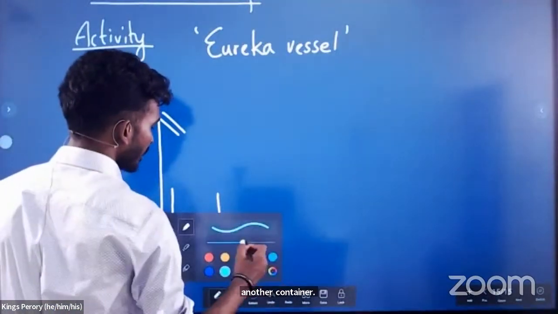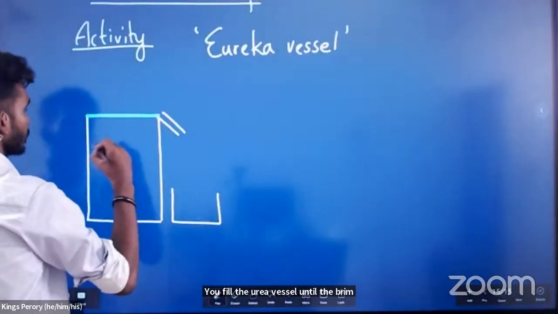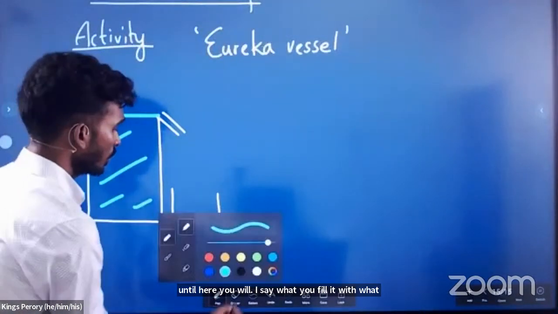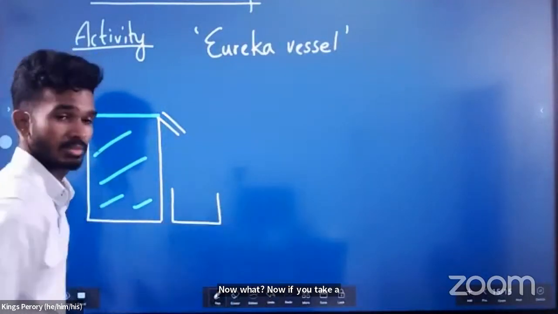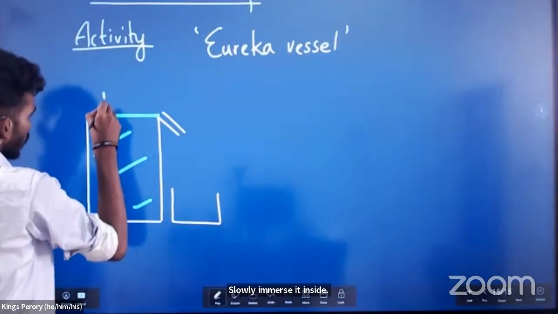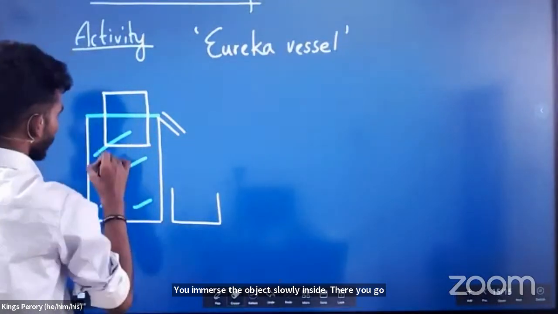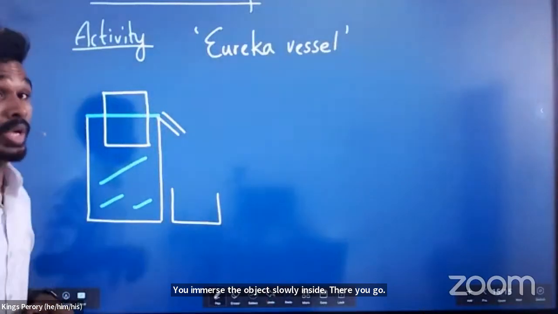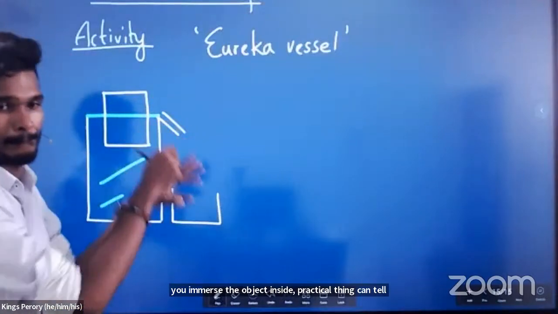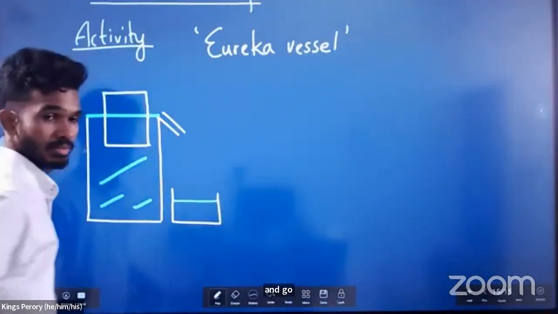You fill the Eureka vessel until the brim. Now you take a small object. Slowly immerse the object inside. When you immerse the object inside, practically think and tell what will happen to the water. Water will come out into the container. Water comes out of the Eureka jar. Now the magic.